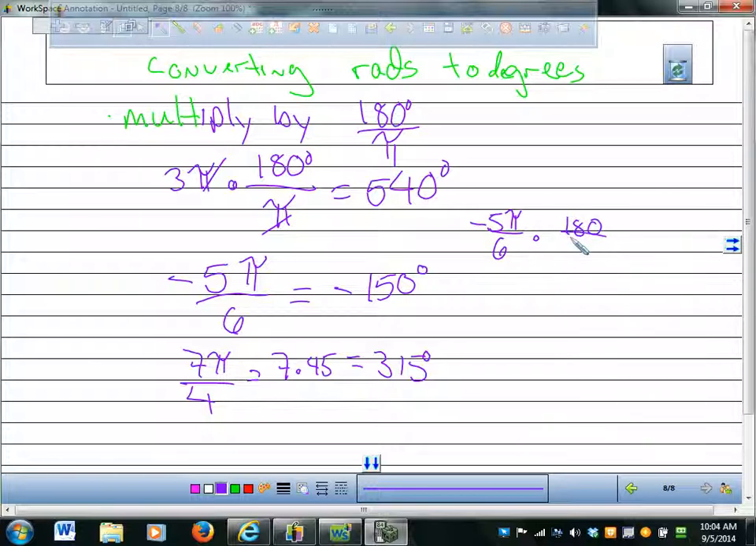Or you can do negative 5 pi over 6 times 180 over pi. If you forget how to do it quick, you cancel out your pi's. 6 goes into 180 how many times? 30 times, and negative 5 times 30 gives you negative 150 degrees. See, which is what I got over there. My way's a lot faster.